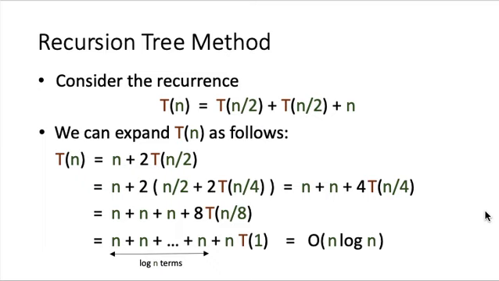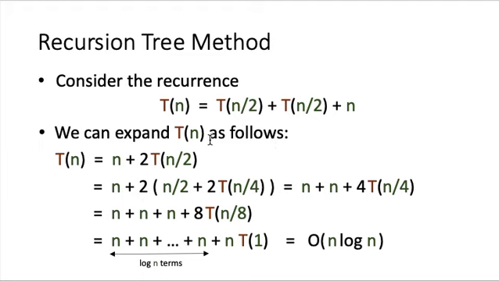Let's start with our first method, the recursion tree method. For example, we will use the recurrence T(n) = T(n/2) + T(n/2) + n. We are not writing down T(1) or T(2) because they are independent of n, and we are assuming that T(1) is equal to a constant.